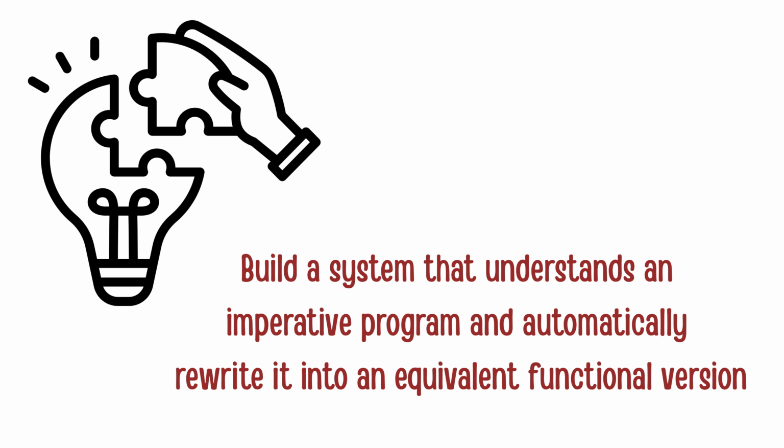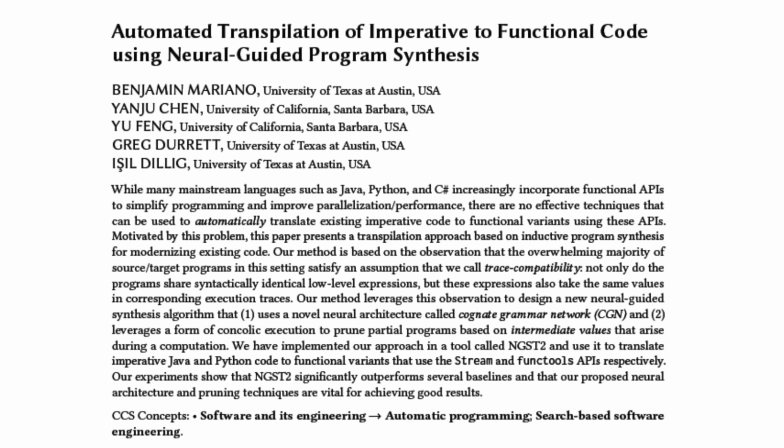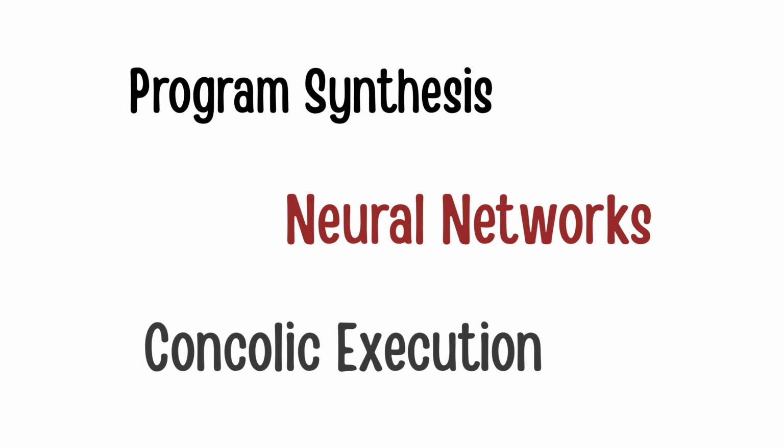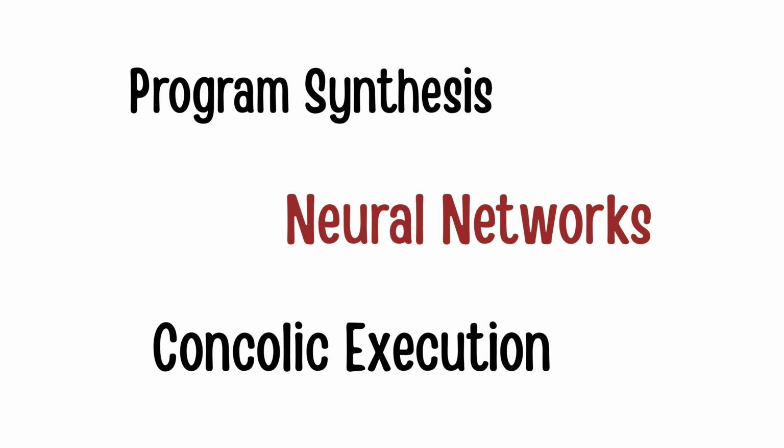So, can we build a system that understands an imperative program and automatically rewrites it into an equivalent functional version? That's exactly the question this research paper tries to answer. In this video, we'll explore the paper Automated Transpilation of Imperative to Functional Code using Neural-Guided Program Synthesis. Instead of relying on handcrafted translation rules, the authors combine program synthesis, neural networks, and concolic execution to automatically generate functional code that behaves exactly like the original imperative program.